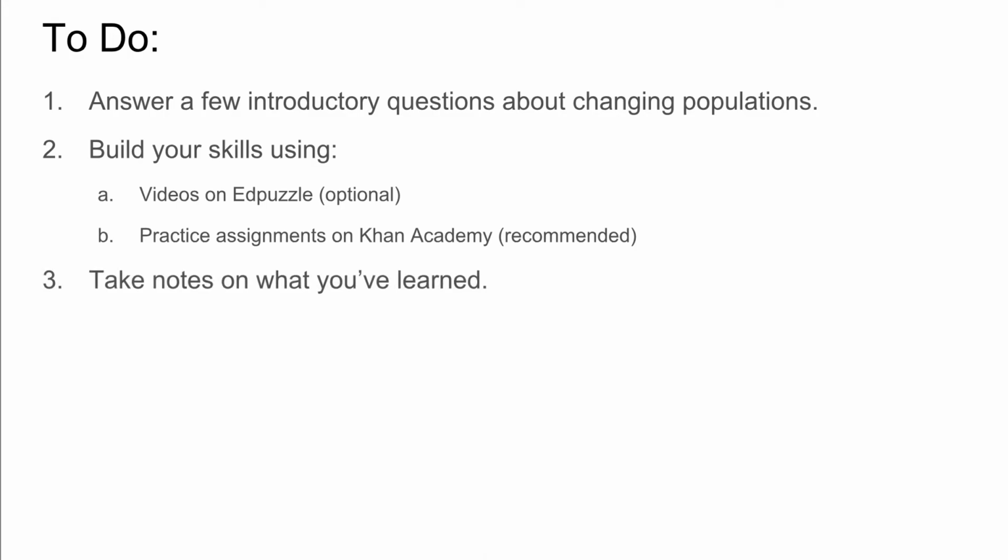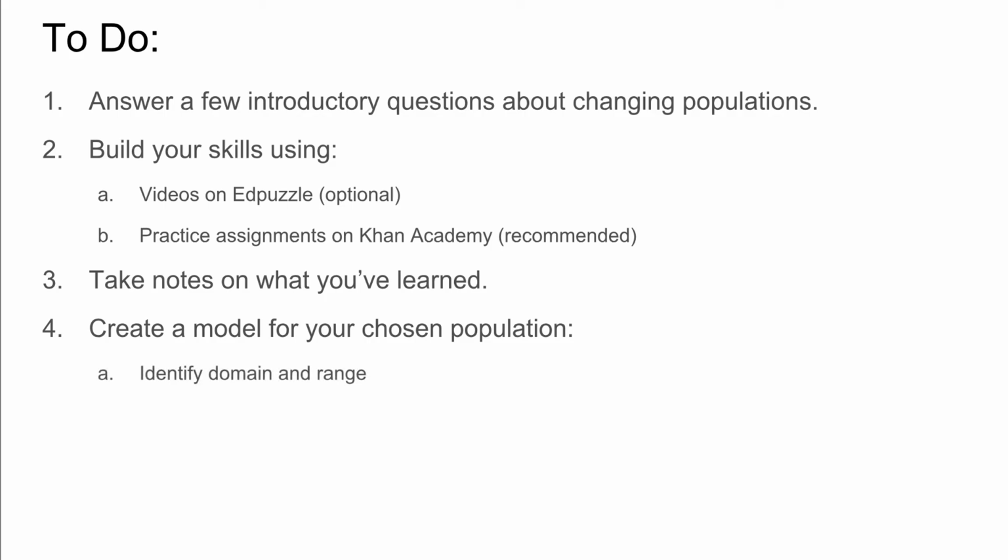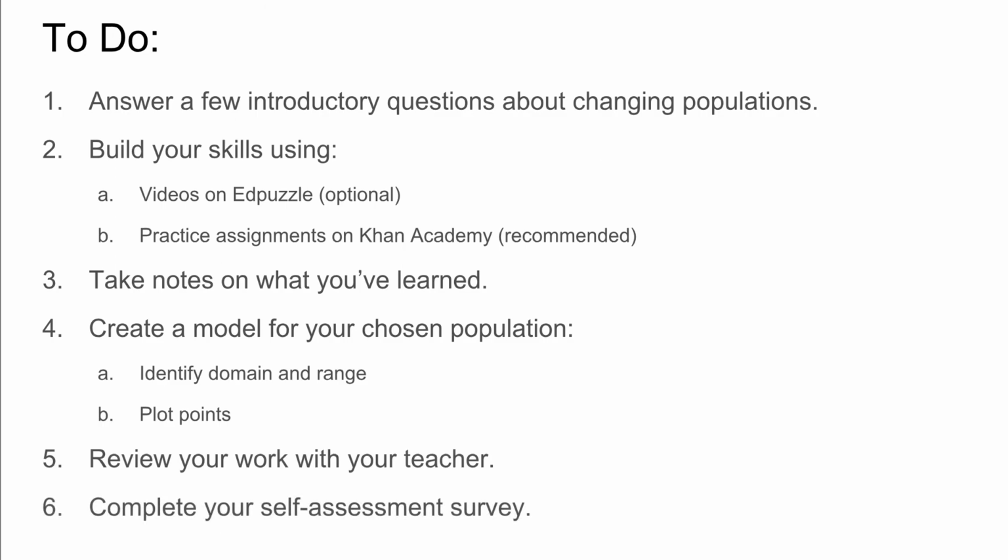Once you've done that, take some notes on what you've learned. I've given you the questions I want you to be able to answer. Then you're going to take what you've learned and apply it to your project, to your population. You're going to identify the domain and range for your own population, and then plot some points on a graph. In other words, take the data that you collected in the past level and put it onto a graph. You'll review your work with your teacher, and then finally complete your self-assessment survey.